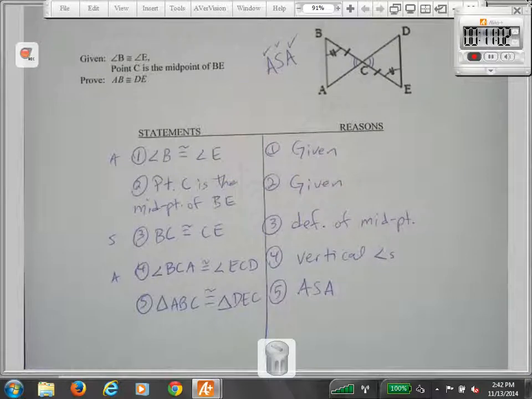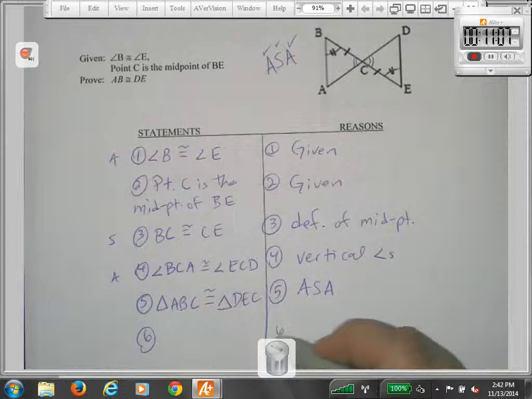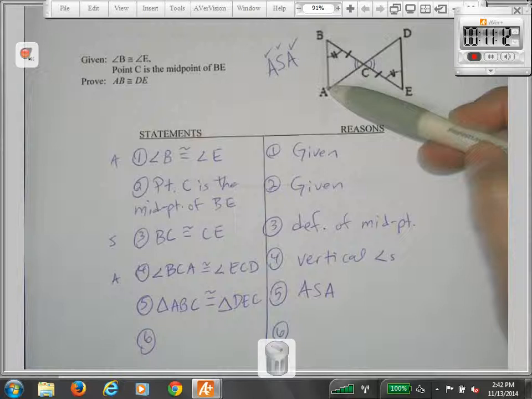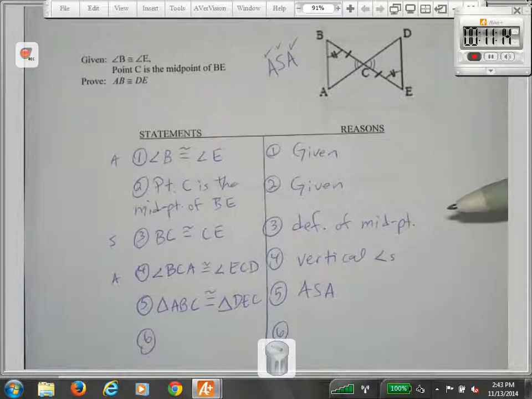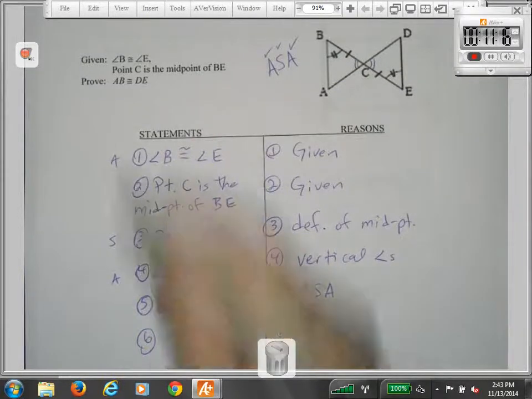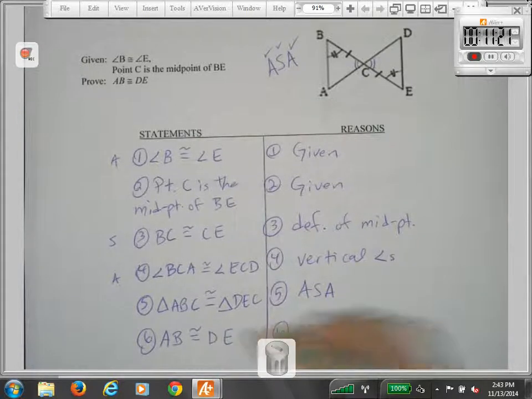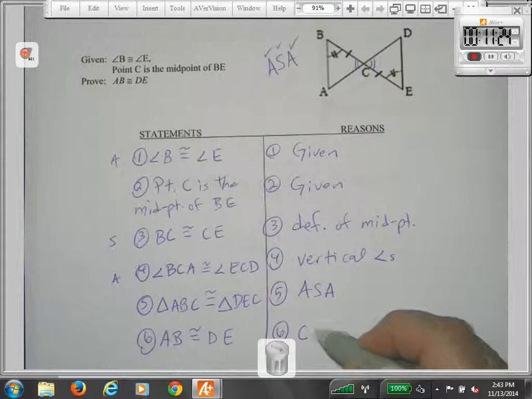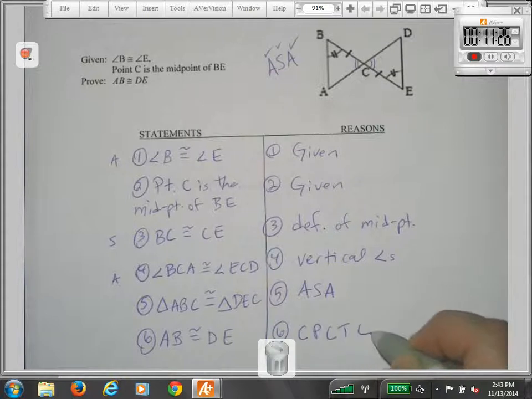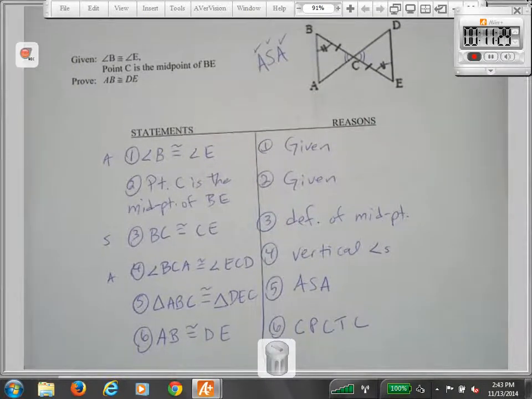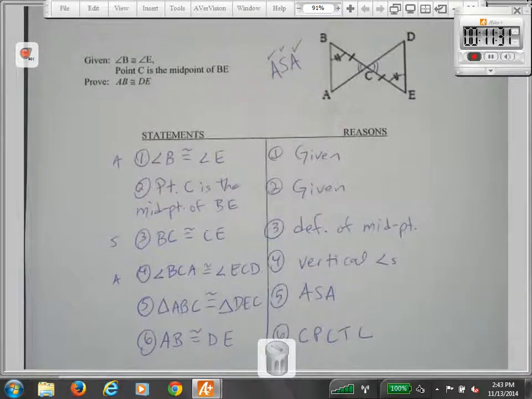Okay, so we're almost there. If we know that these two triangles are congruent, then we know that the corresponding parts are congruent. So we're at the end: AB is congruent to DE by corresponding parts of congruent triangles are congruent. How many steps are you supposed to have? It's going to be different for each problem. How do you know? You stop when you get the proof. When you match the proof, that's when you stop.